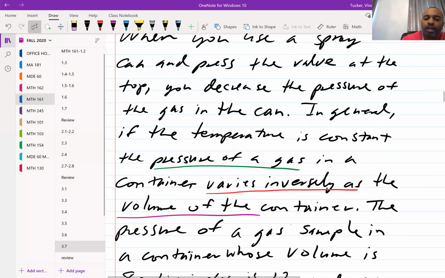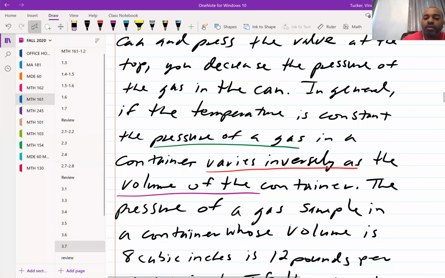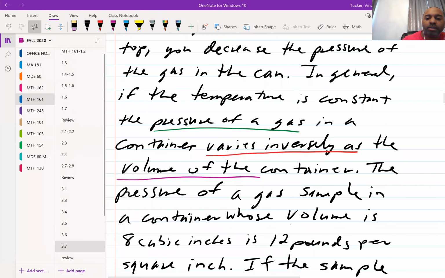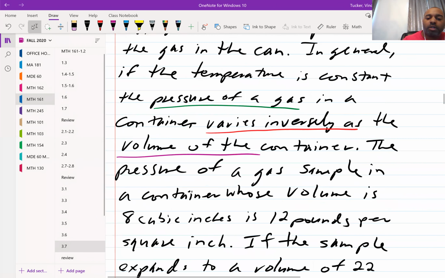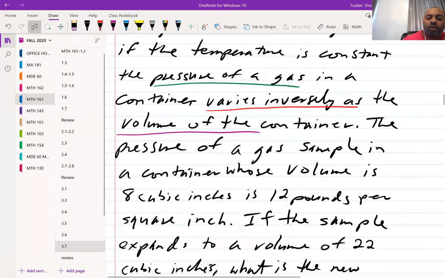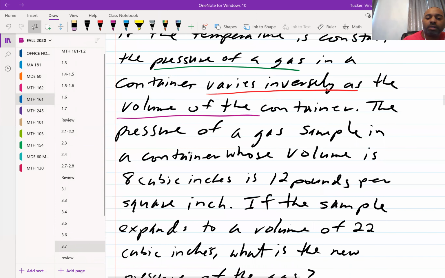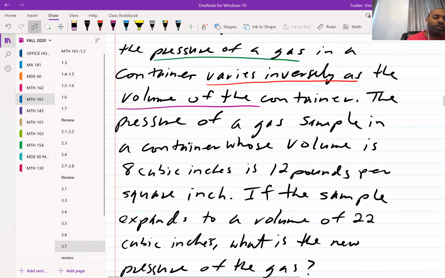So the pressure of a gas sample in a container whose volume is 8 cubic inches is 12 pounds per square inch. If the sample expands to a volume of 22 cubic inches, what is the new pressure of the gas?